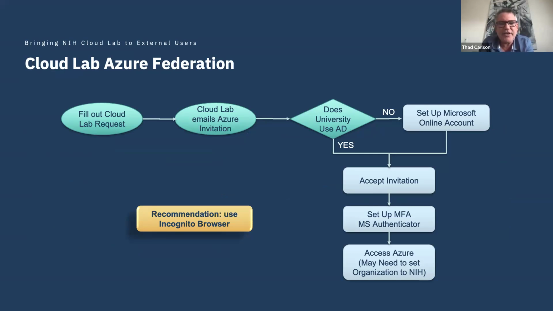They accept the invitation. Everything we do at NIH requires multi-factor authentication. Most of the time, people use Microsoft Authenticator and set up their MFA. Once they get this secondary authentication, they get access to their Azure subscription. In some cases, if they already have an Azure subscription at their enterprise, they might need to switch their organizational setting to NIH so they can see the subscriptions, but then they get access.